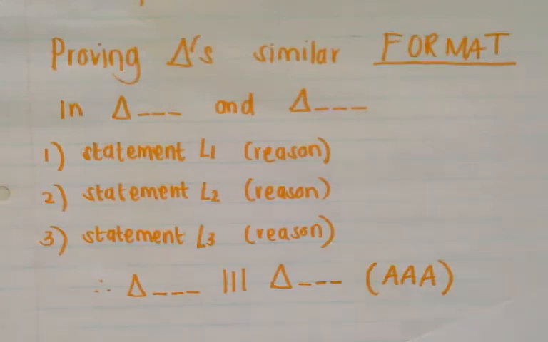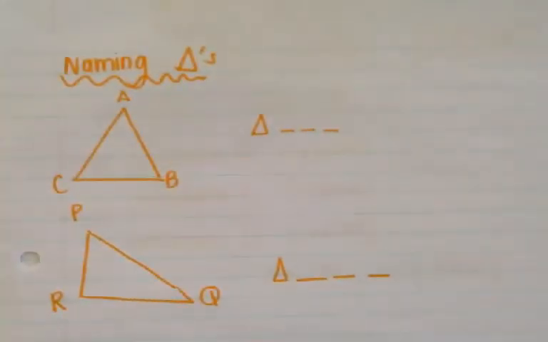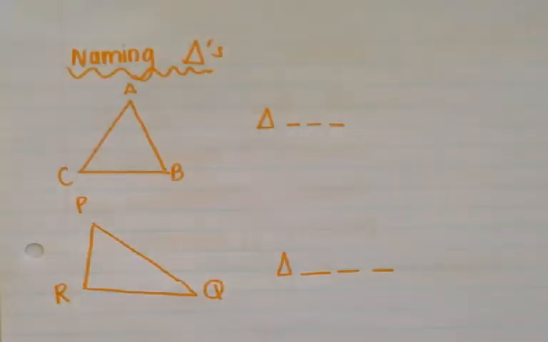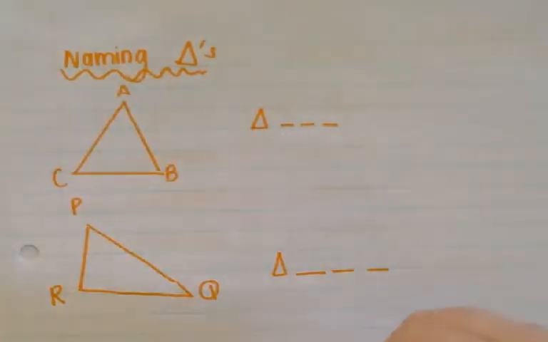Okay. So it seems a little silly, naming triangles. Now, does it actually matter which letter we put first? Not really, okay? Not when I'm only dealing with one single triangle. So this one we can call ABC, we can call ACB, we can call CBA, we can call CAB. It does not really matter. What we do tend to do is put it in alphabetical order.